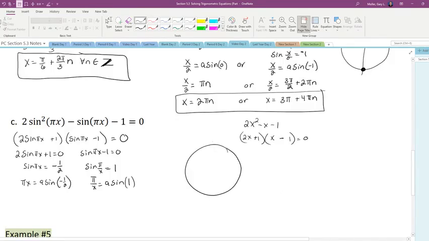Pause, go to the circle, figure out what we're talking about. Arc sine of 1, when is sine 1? Sine is going to be 1 right here. When is sine negative 1/2? That's going to be, sine is negative in these two quadrants, and the reference angle for 1/2 is going to be pi over 6. So we're looking at pi over 6 right here, and we're looking at pi over 6 right here.